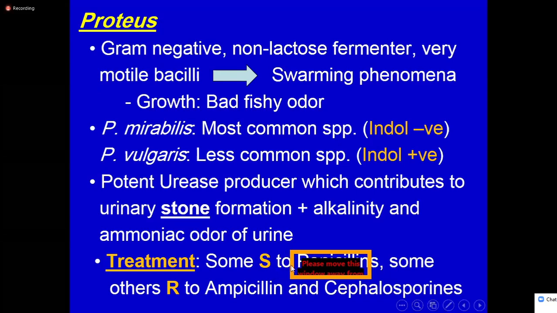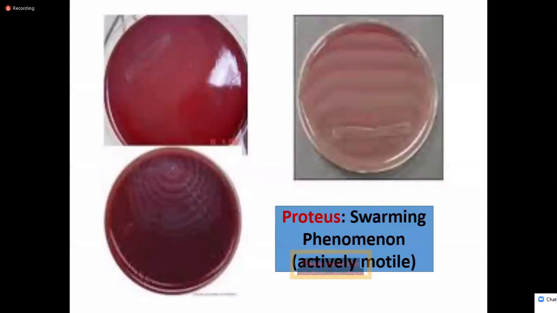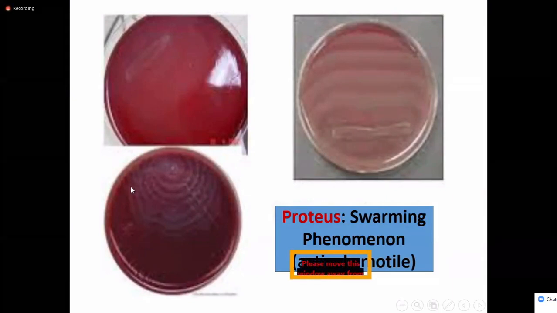Regarding treatment, some are sensitive to penicillins. Others are resistant to ampicillin and cephalosporins, so it's better to use a new generation of cephalosporins or the new ampicillin groups. This is the swarming phenomena, successive waves on the surface of the agar. If you inoculate the microorganism here, it will move in the form of waves. This is called a swarming phenomena.